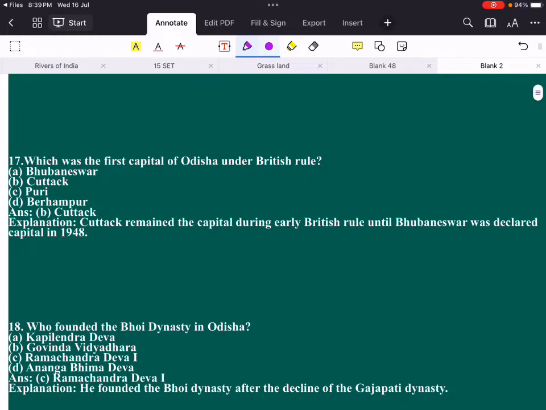Which was the first capital of Odisha under British rule? That is option B, Cuttack. Cuttack remained the capital during early British rule until Bhubaneswar was declared capital in 1948.